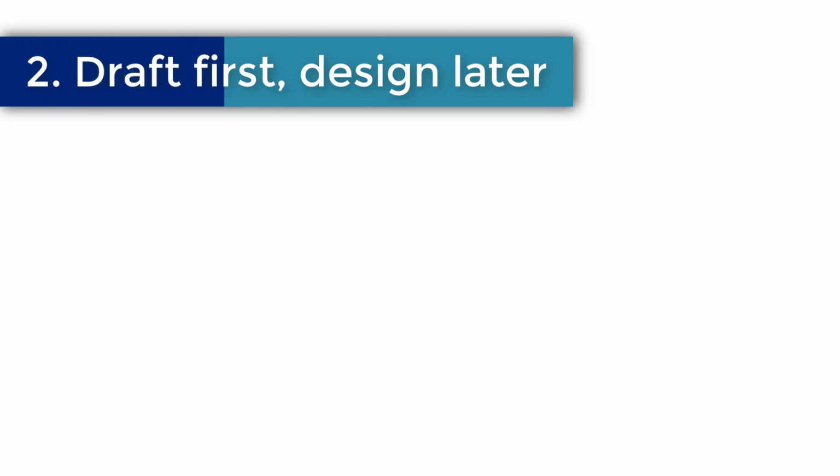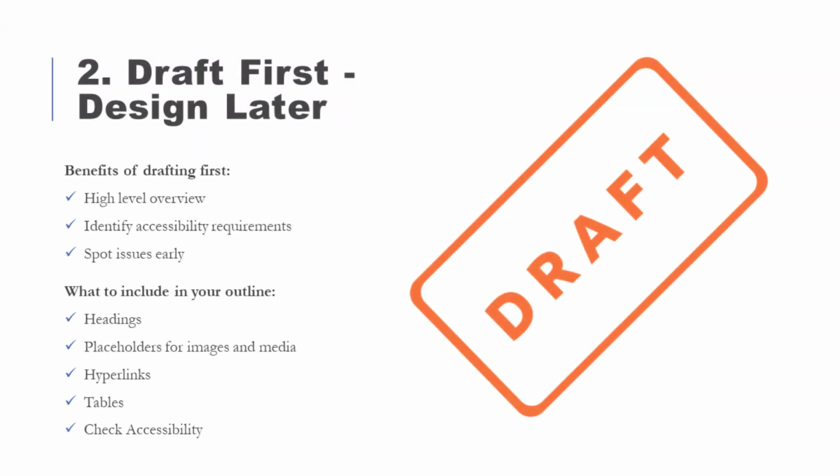Number 2, draft first, design later. Too often we focus solely on the way something looks as opposed to the content itself. That's usually when we end up with accessibility issues. A draft gives you a high-level view of your content and helps you determine your section headings, text alternatives for media, hyperlink descriptions, and more. It also gives you a chance to check accessibility and make changes early in the process.